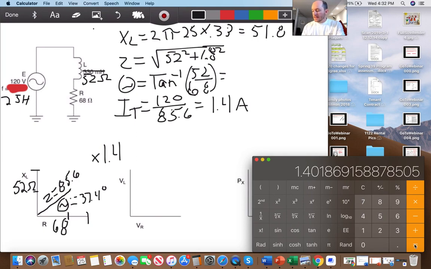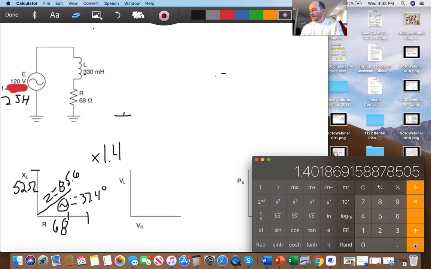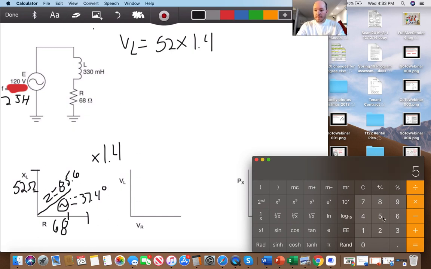Now I can use these to begin to get all of my other formulas. So I'm going to go ahead and erase this, so snap a picture of it if you need it before I do that. All right, so now let's start to get my voltages. Voltage L is going to be my X of L times IT, which is going to be 52 times 1.4. So I'll multiply that by 52.